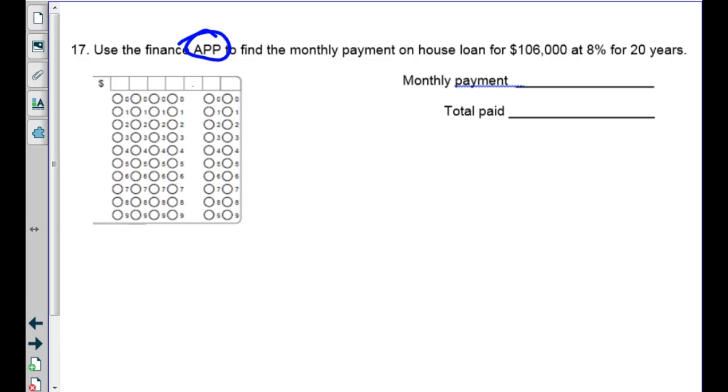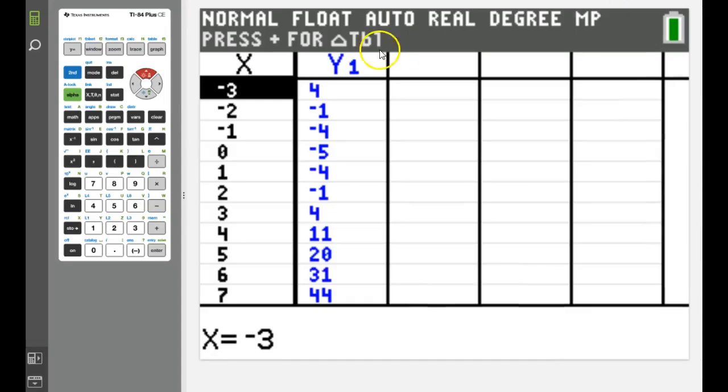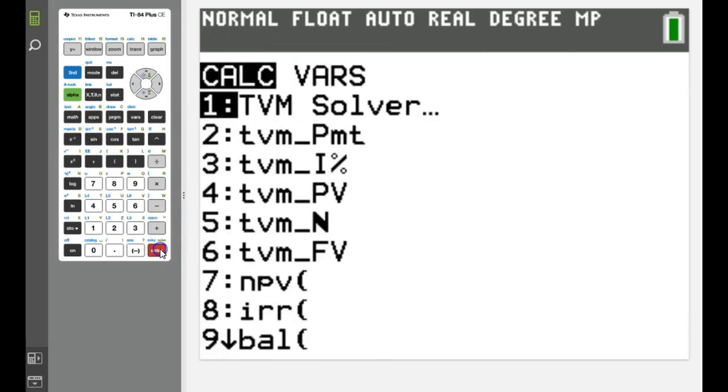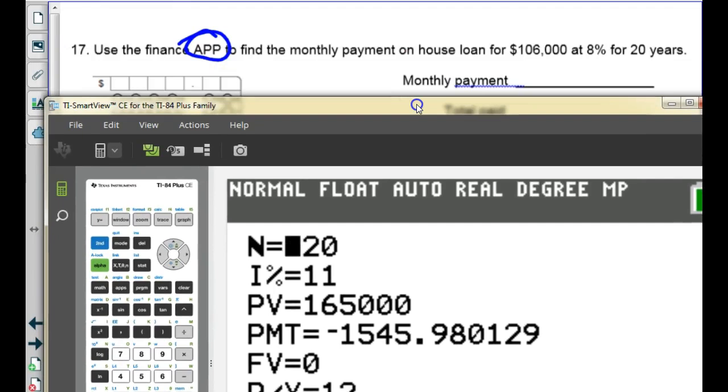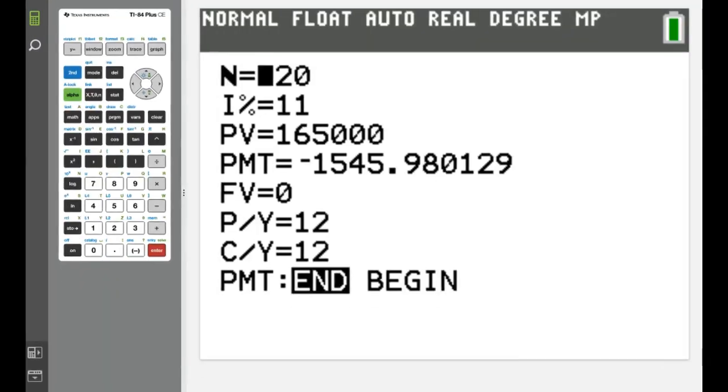If we go to the thing, do you remember how to do this? Apps, enter. What do we got going on here? Borrowing $106,000 at 8% for 20 years. So what do we do at the top? 20 times 12. 8% was the interest, I think, right? And you don't move the decimal. Okay, present value.